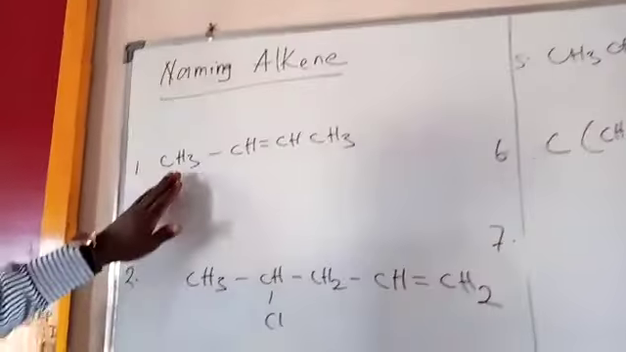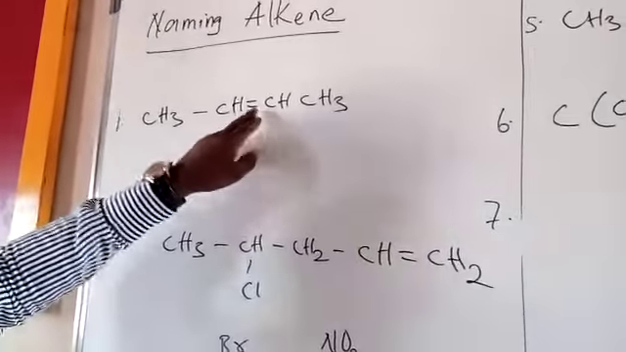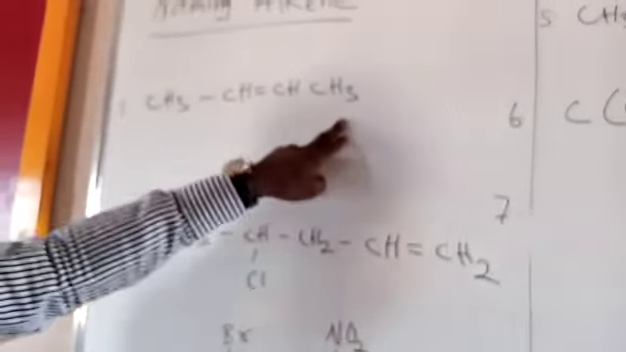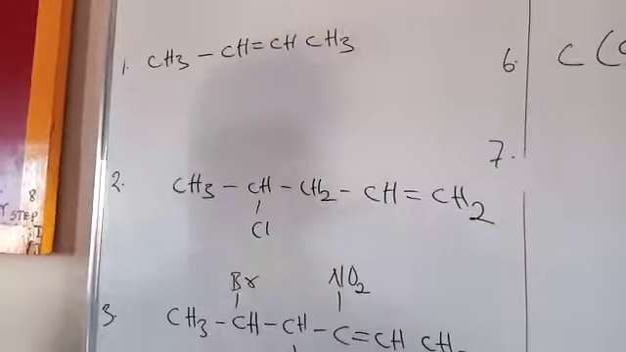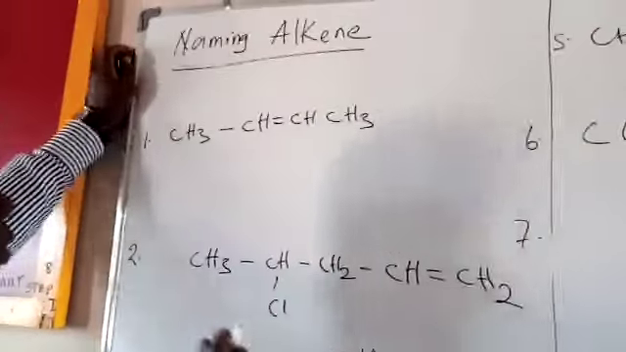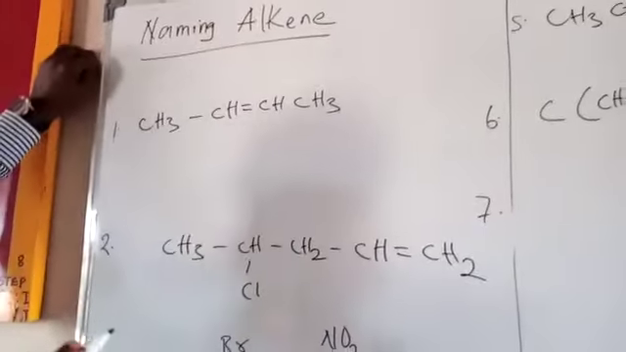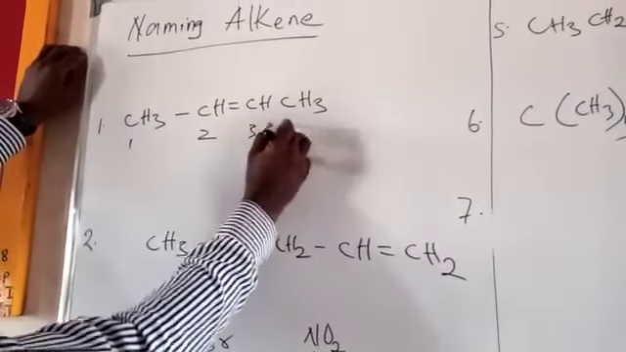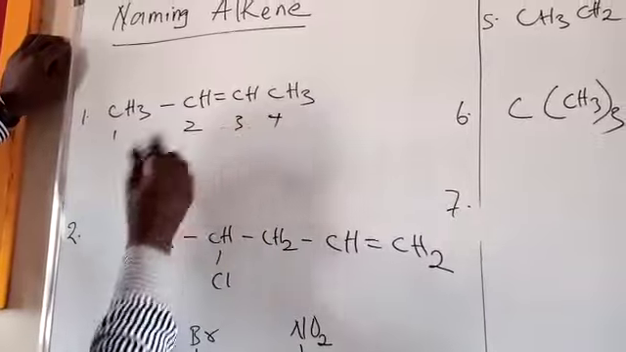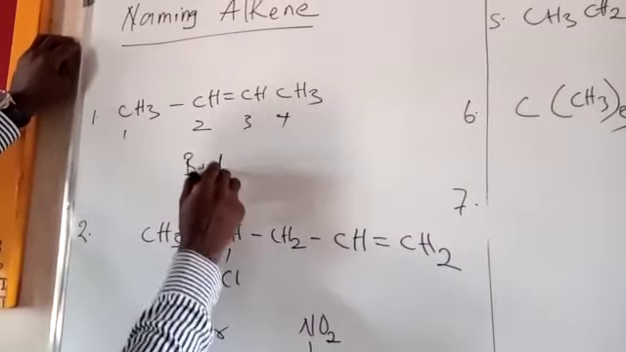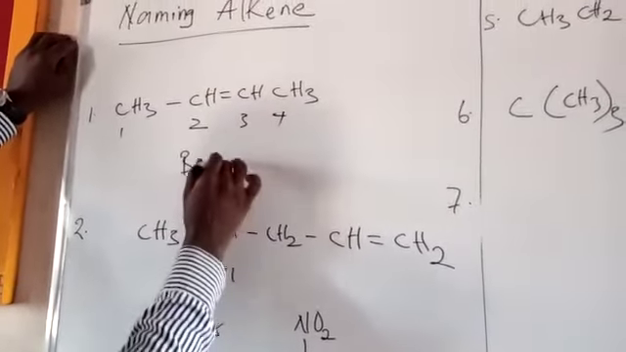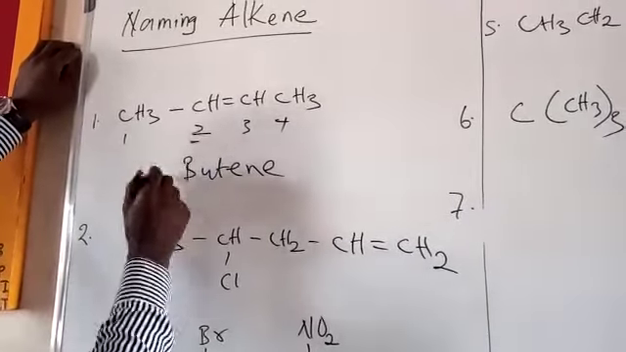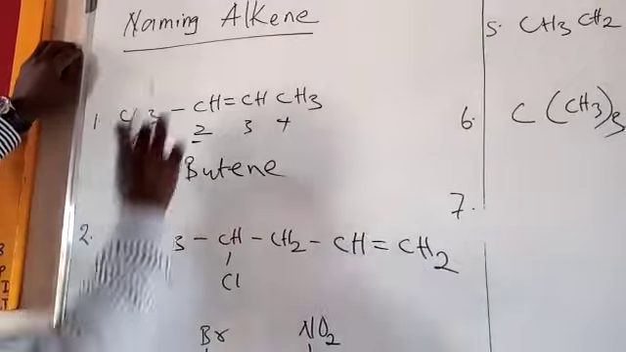You have a compound like CH3, CH, double bond, CH, CH3. Now, I told you that in naming alkenes, we use a number to indicate the position of the double bond. So if you count, you have 1, 2, 3, and 4. Because of 4 carbon atoms it is but, and because of the double bond it is butene. The double bond is at carbon 2, so it's 2-butene. That's how we name this one.